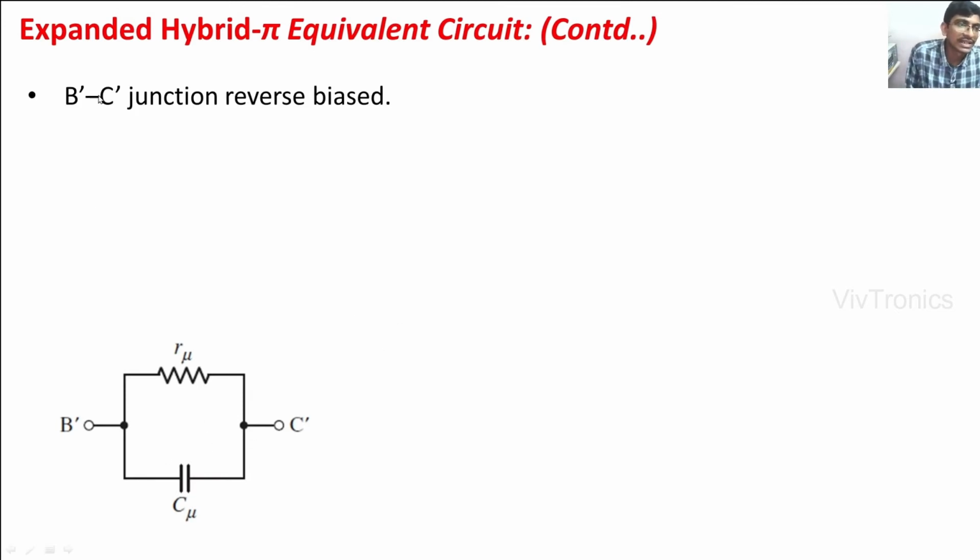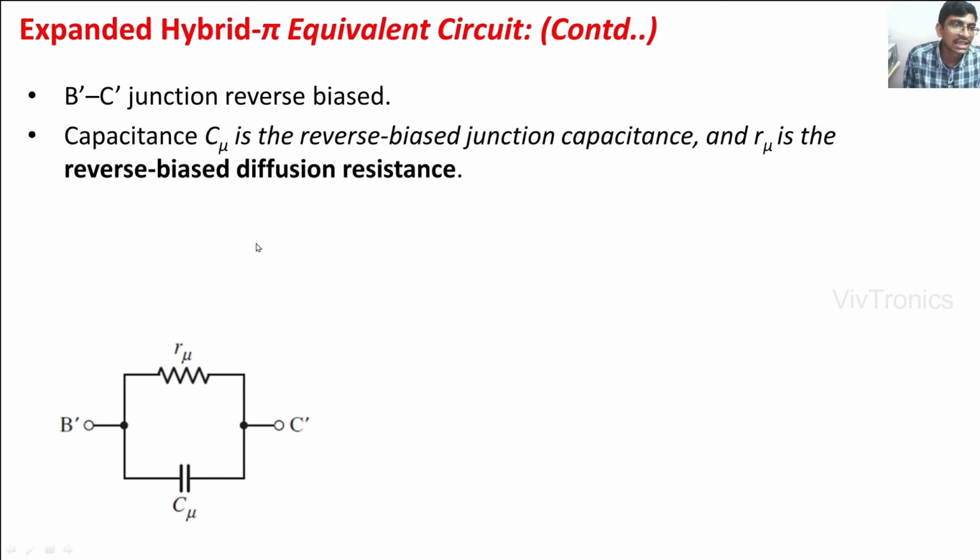Here B dash C dash junctions are reverse biased, and the capacitance C mu is the reverse biased junction capacitance, and R mu is the reverse biased diffusion resistance. As the B dash and C dash sections are reverse biased, it offers some resistance and capacitance. Those are R mu and C mu, where R mu is called the reverse biased diffusion resistance and C mu is called the reverse biased junction capacitance. Because of reverse bias, the depletion width will be high. That depletion region will act as a dielectric material and forms a parallel plate capacitance.